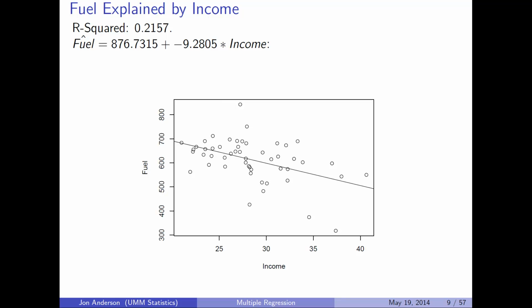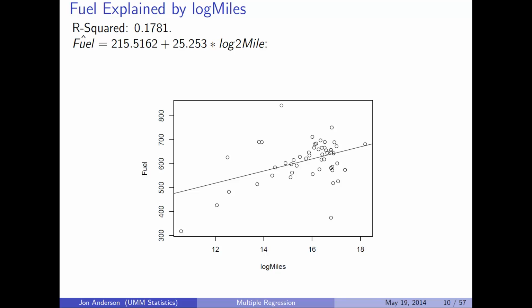Let's think about explaining fuel by the logarithm of mileage. Here's the scatter plot for fuel and mileage, and you can see for this one there's a little bit of an upward pattern. States with more mileage tend to have a little bit more fuel consumption per person. The relationship is not strong. It's an R squared of about 0.17, 0.18, and you can see the positive upward slope of the equation of this best fit line.